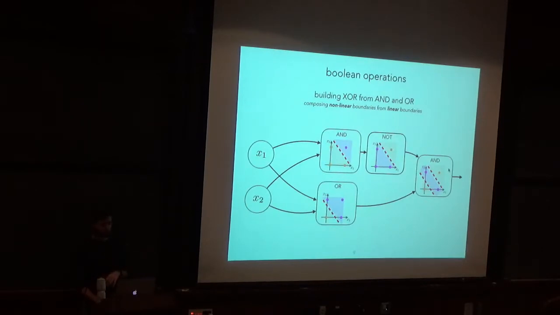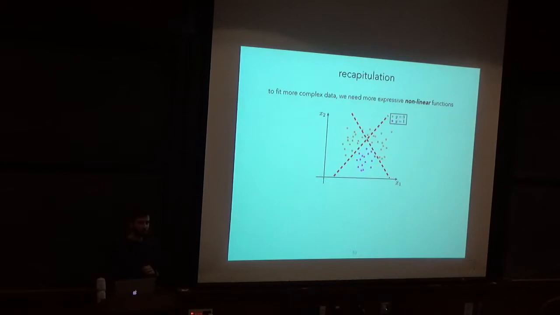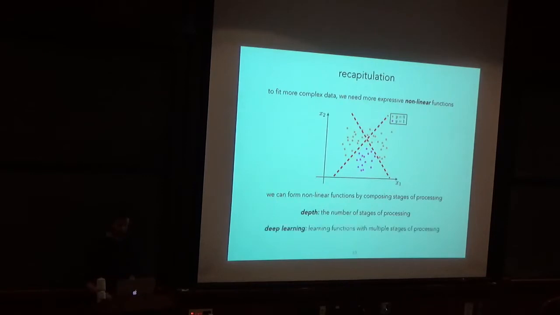So this is maybe a more systematic way of thinking about how we might build up these nonlinear decision boundaries. So just to recapitulate, if we want to deal with more complex data that doesn't have these simple linear relationships, we're going to need nonlinear functions. And we can form these nonlinear functions by composing stages of processing. And the number of stages that we have, we're going to call that depth. All right? You can think about deep learning as functions which have multiple stages of processing. Everybody on board with this? Yes. OK.